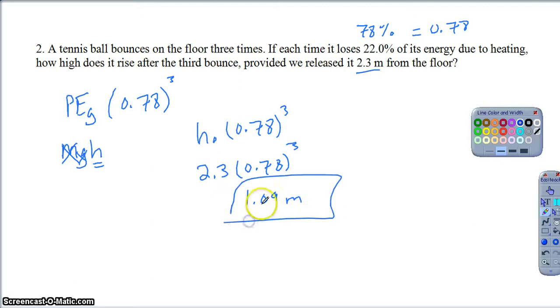that ball bounces. So hopefully not too bad to work your way through this one. It's losing 22%, so it's only at 0.78 after each bounce. And the height is the only variable that's changing, since the mass and the gravity are constant. So anyway, hopefully this question wasn't too bad to get our way through.